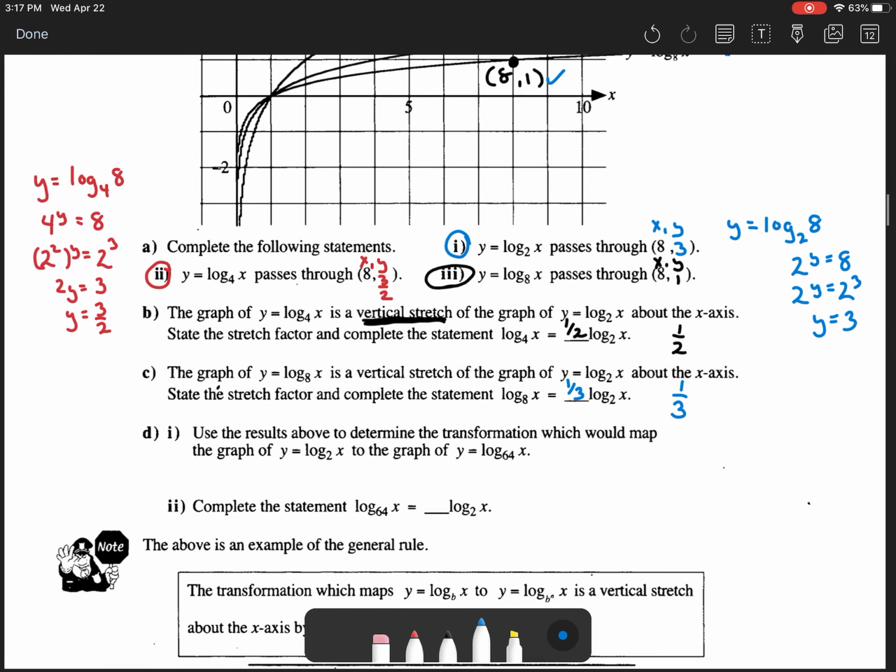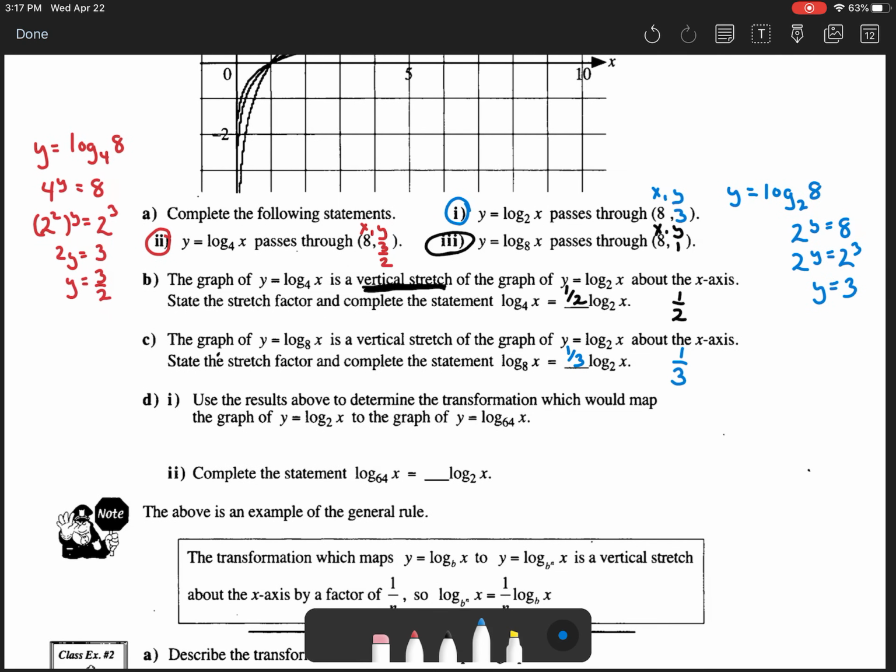So that's the question they ask. What's the stretch factor? So in B, it's 1/2, and the stretch factor in C is 1/3. Now it says use the result above to determine the transformation which would map the graph of log base 2 of x to log base 64 of x. Now remember, log base 2 of x is going to be further away from the x-axis than log base 64 of x.